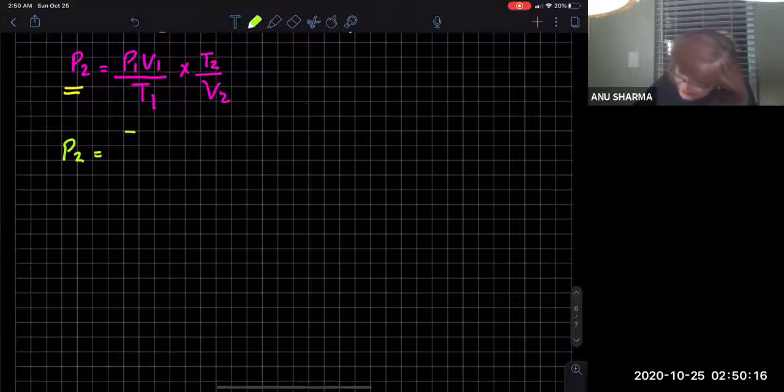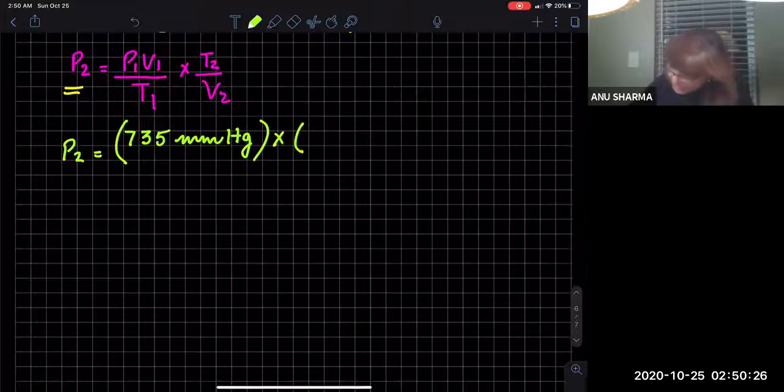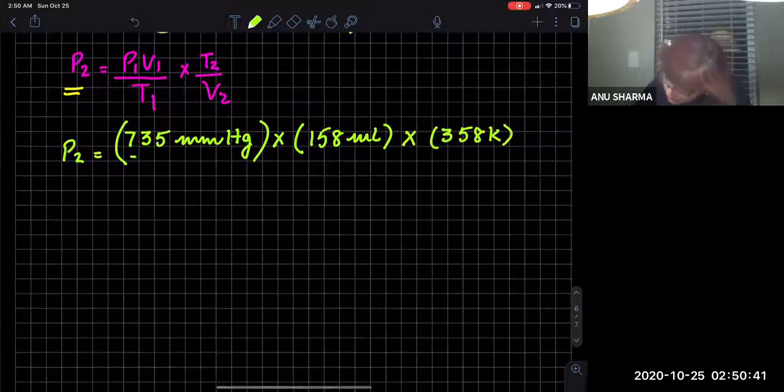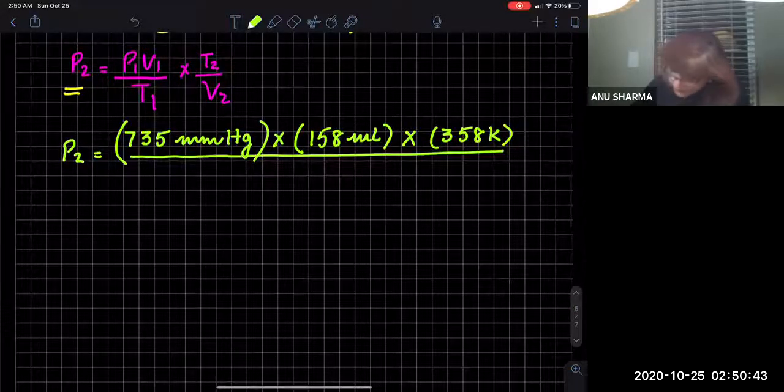Okay, so now we are going to have P2 is equal to P1, which is 735 millimeters of mercury, times V1, which is 158 milliliters, times T2, which is 358 Kelvin, over T1, which is 307 Kelvin, times 108 milliliters, which is the volume.